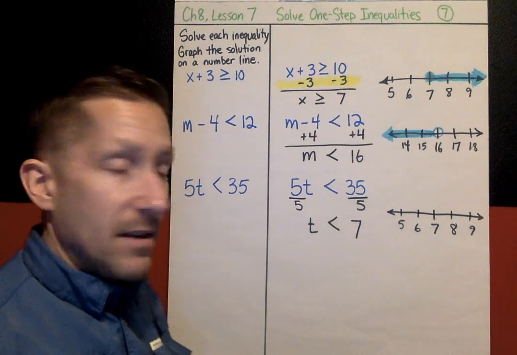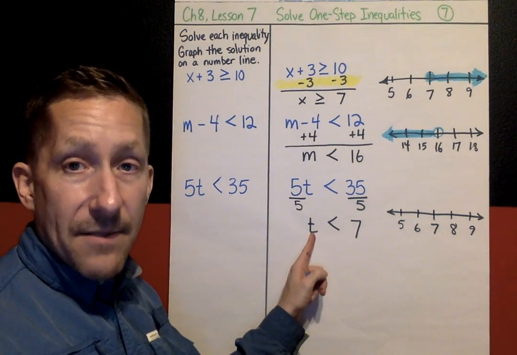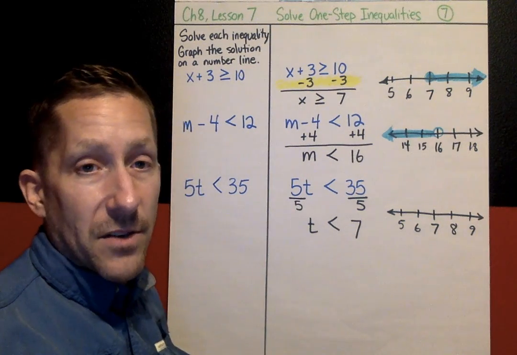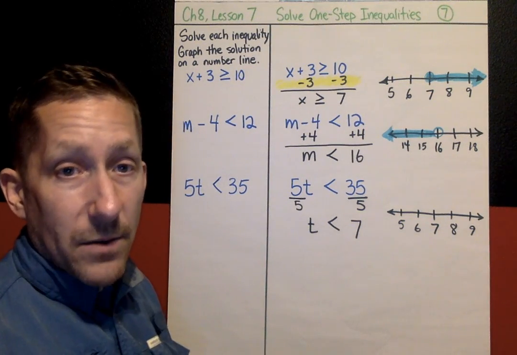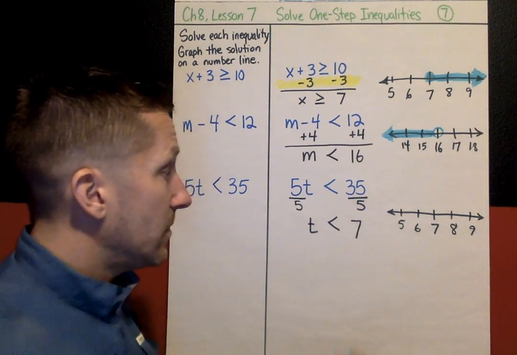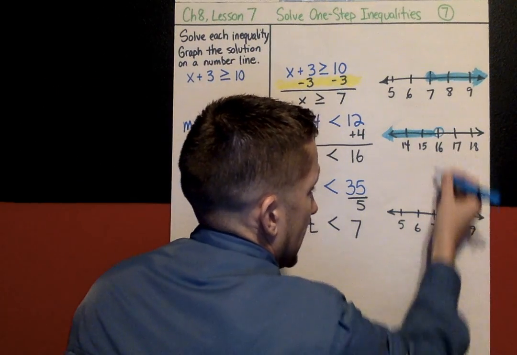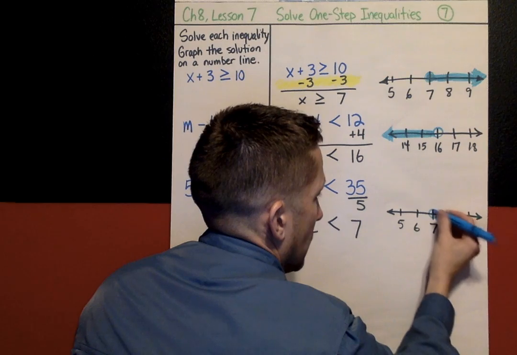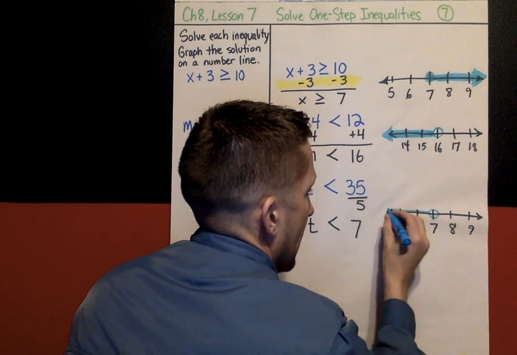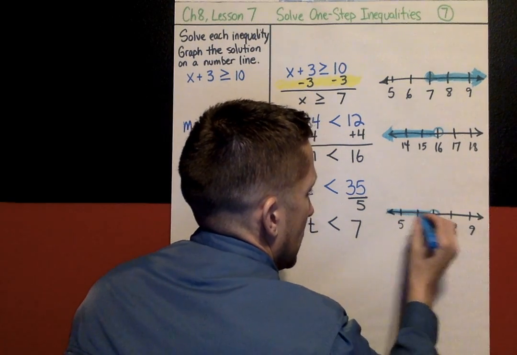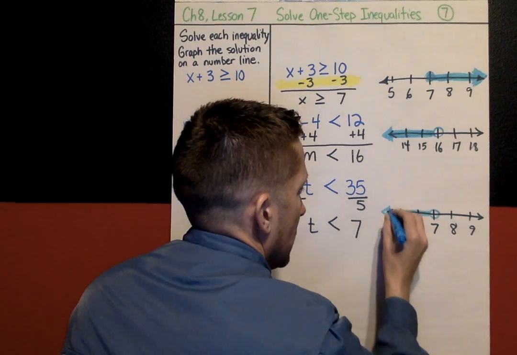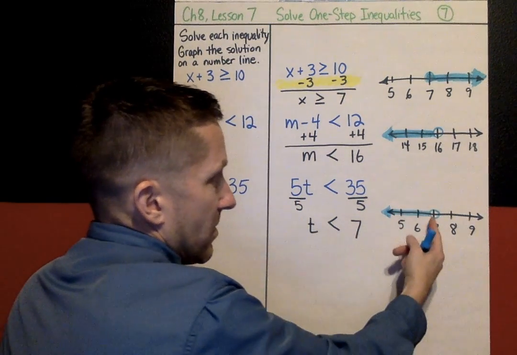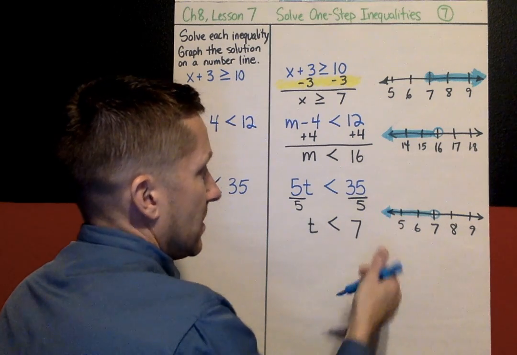And do I want to include 7? Imagine putting a 7 into this inequality. Is 7 less than 7? Answer is no. Do not include. How do I not include 7? Just like this one, I'm going to make it an open point, not filled in. And then my answers go this way. So your answers are less than 7 on the number line.